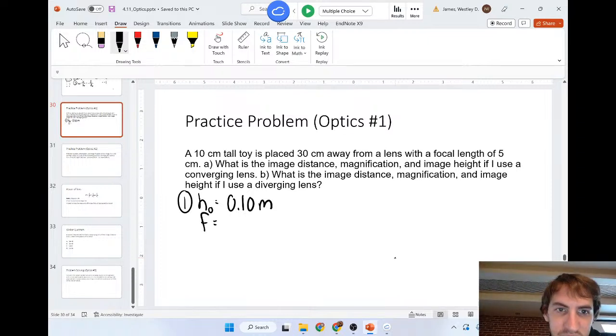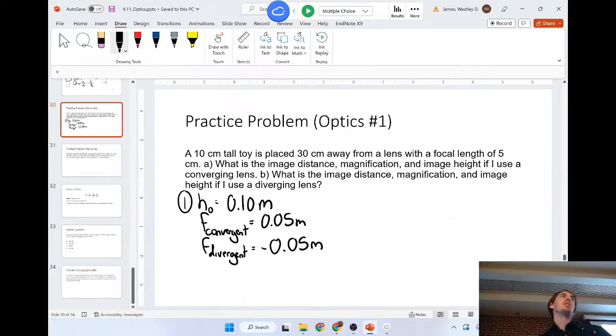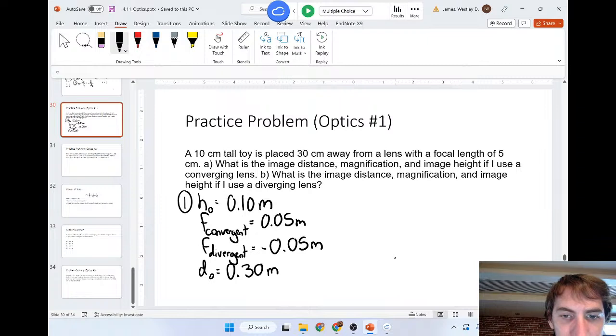Focal point is 5. And you know what? I'm going to be very careful here. For the convergent lens, the focal distance is 0.05 meters. For the divergent lens, since I'm writing all my variables for both steps in this, it is negative 0.05 meters. Remember, negative for divergent, positive for convergent. Simple rule, but you do need to remember that, otherwise your answer will come way off. And the distance of the object in either case is always going to be a positive number, 0.30 meters.